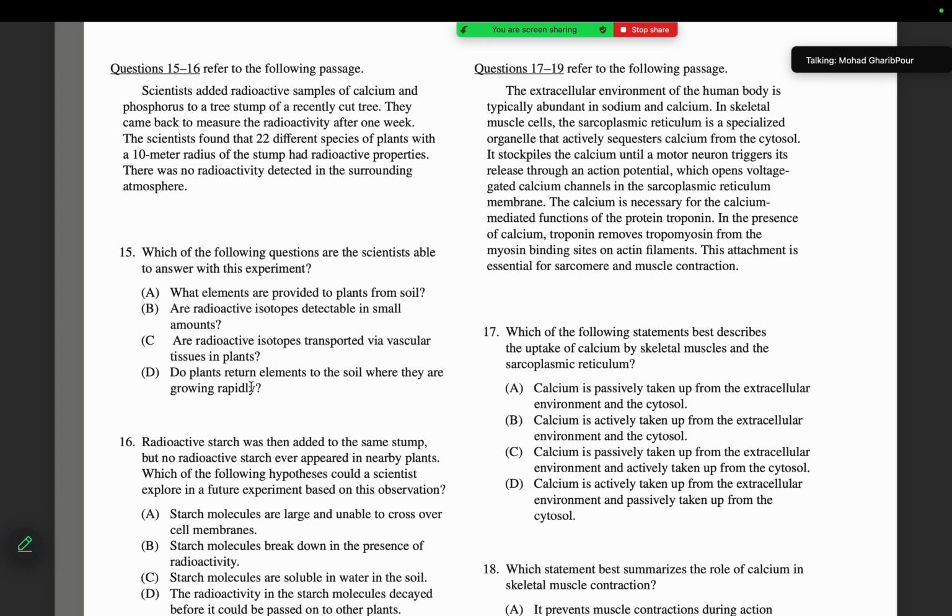And then, do plants return elements to the soil where they are growing rapidly? Where they are growing rapidly. So this tree is not growing rapidly. So that's not something they're testing. So D is out. So answer is C. Does that kind of make sense? You kind of have to do process of elimination with this one.